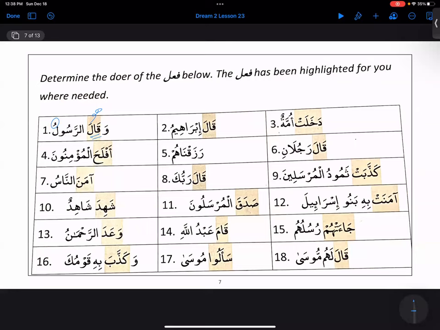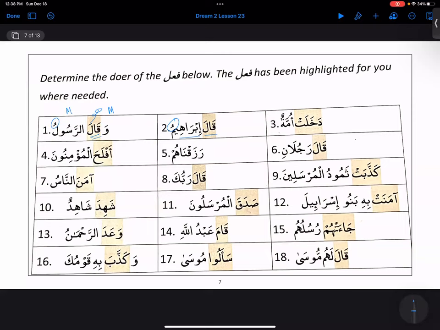And Rasulu is masculine, and Kala is also masculine, right? So they are matching. So how are we going to translate then? And the Rasul said. Good, alhamdulillah. Next one. Qala Ibrahimu. Ibrahim said. Yes, Qala Ibrahimu. So Ibrahimu is rafa version over here, right? So Ibrahim said.